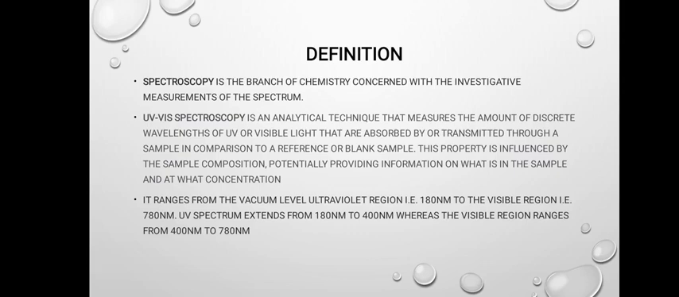Now, spectroscopy is the branch of chemistry concerned with the investigative measurements of the spectrum. UV visible spectroscopy is an analytical technique that measures the amount of discrete wavelengths of UV or visible light that are absorbed by or transmitted through a sample in comparison to a reference or blank sample. The property is influenced by the sample composition, potentially providing information on what is in the sample and at what concentration. It ranges from the vacuum level ultraviolet region from 180 nanometer to the visible region 780 nanometer.